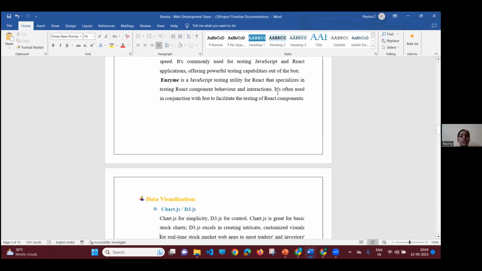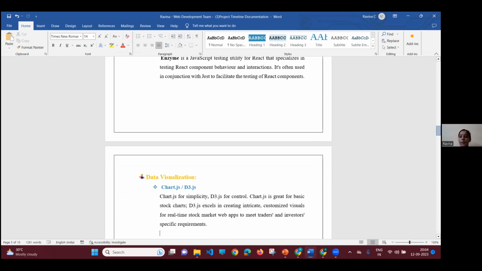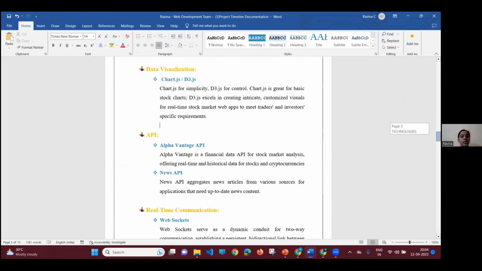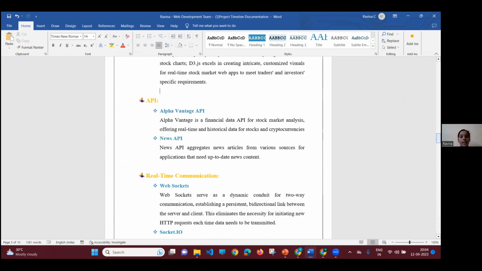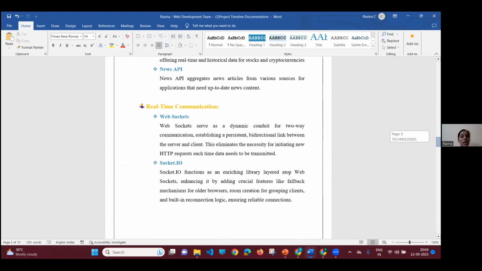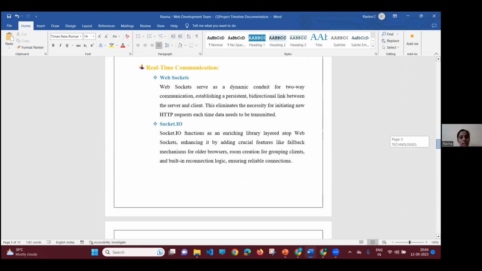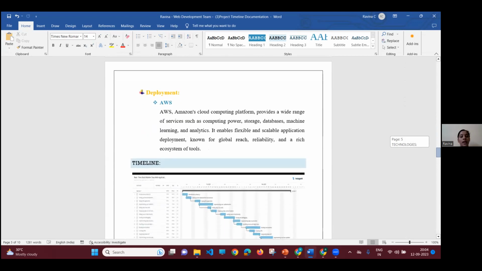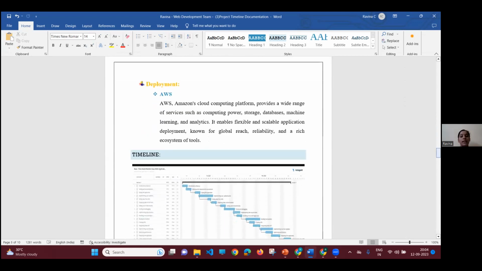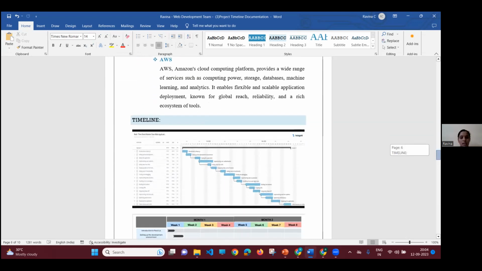So data visualization is done by Chart.js or D3.js. Alpha Vantage API and News API are used. For real-time communication, WebSockets and Socket.io. In the deployment, we are doing it in Amazon Web Services, as I mentioned earlier.